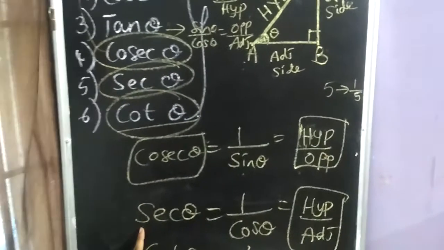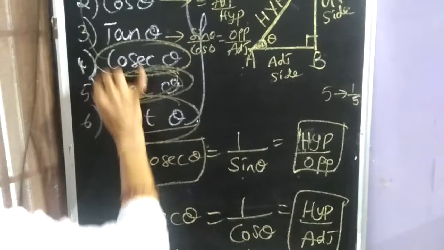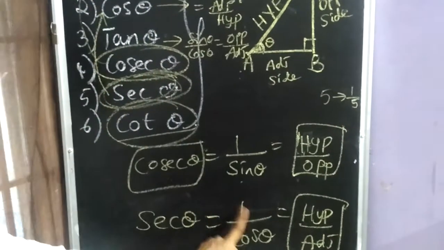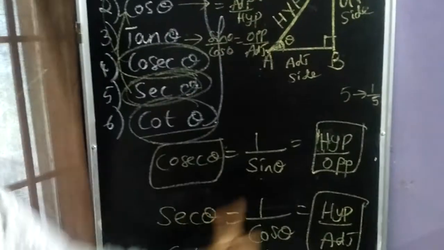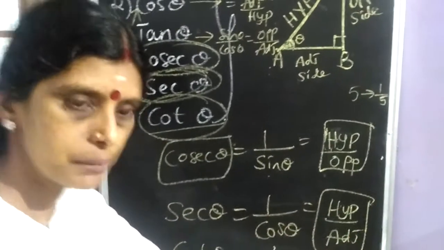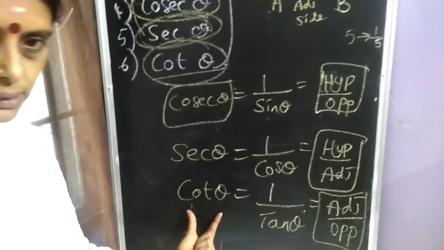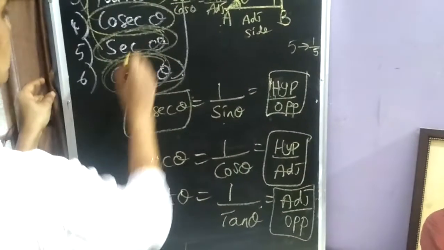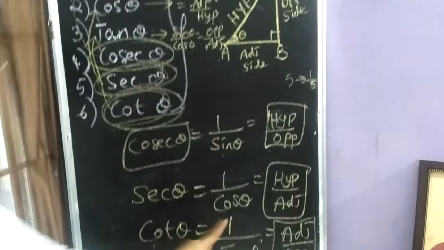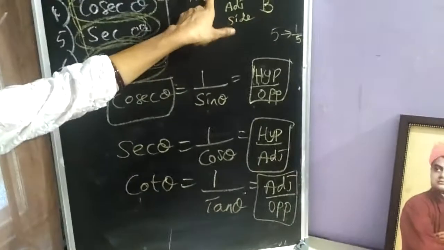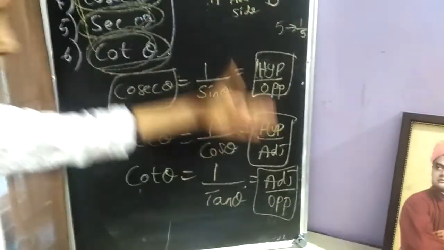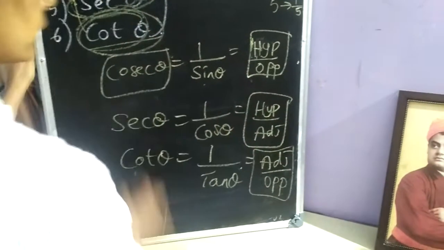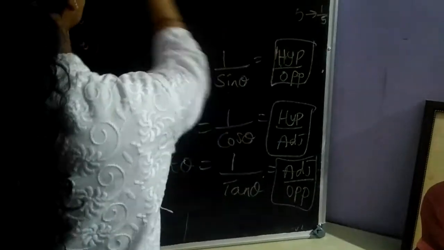Next, secant. What is secant? Reciprocal of cos, 1 by cos. For cos it is adjacent by hypotenuse, so for secant it is hypotenuse by adjacent. Next, cot. Cot is the reciprocal of tan, that is 1 by tan. For tan it is sine by cos, or opposite by adjacent. The reciprocal of that is adjacent by opposite. Right? So, one easy way of remembering sine, cos and tan.